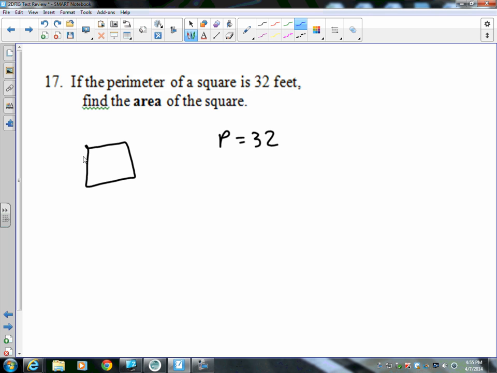Well, first we need to find what each side is going to be. On a square, all 4 sides are the same, so we're just going to take this and divide it by 4. We end up with 8. So all 4 sides have a length of 8.